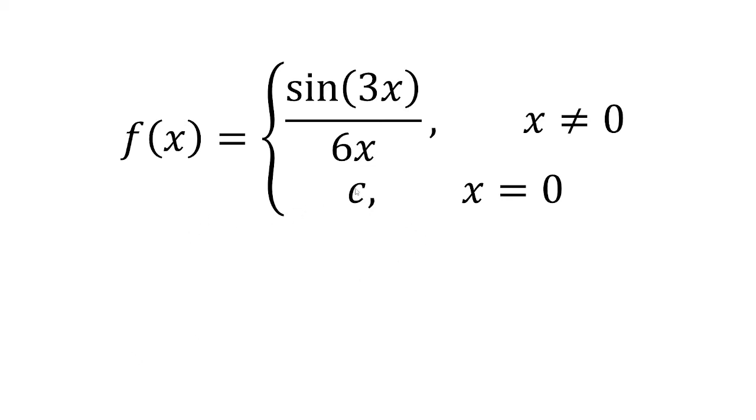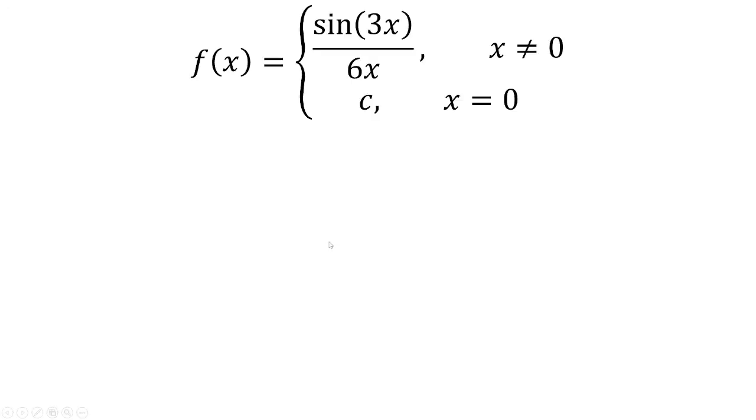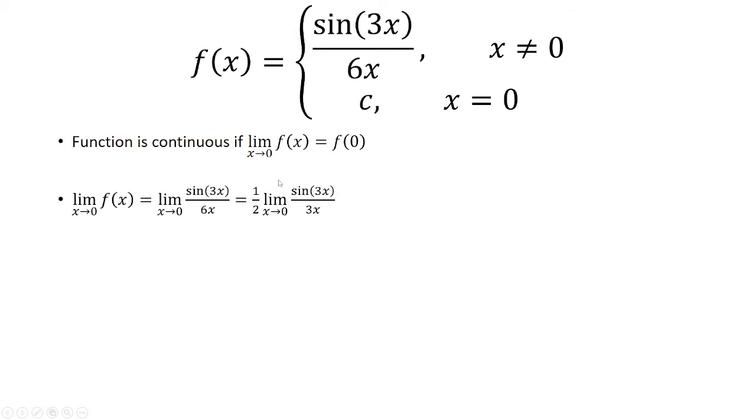Given this piecewise function, let's solve for c to make this function continuous at x equals 0. So in order for the function to be continuous, the limit as x approaches 0 of f of x has to equal f of 0. So we're going to look at the top function here and take the limit of this.